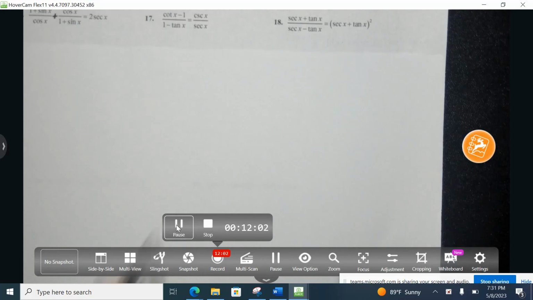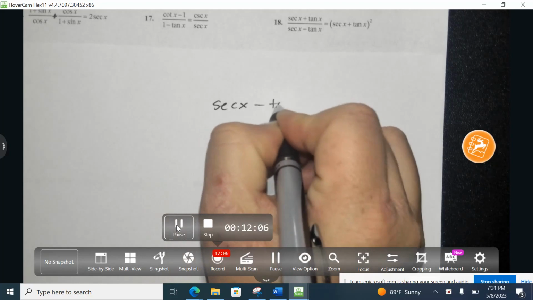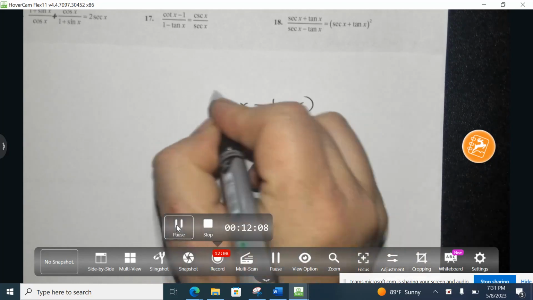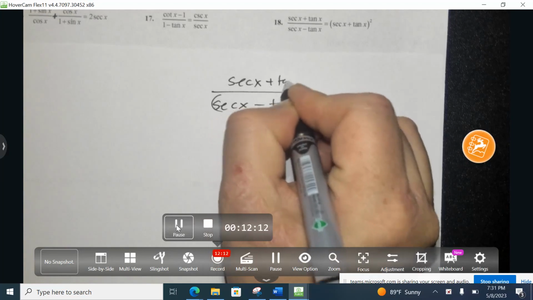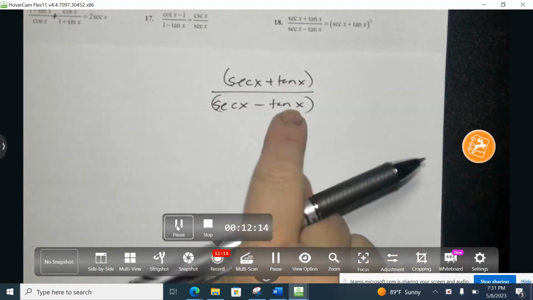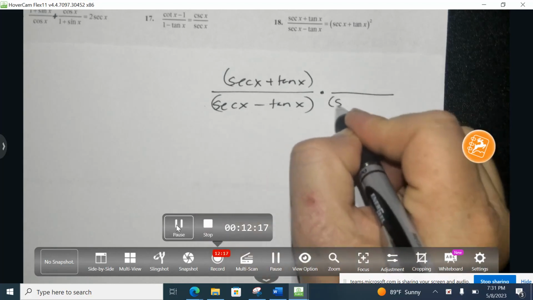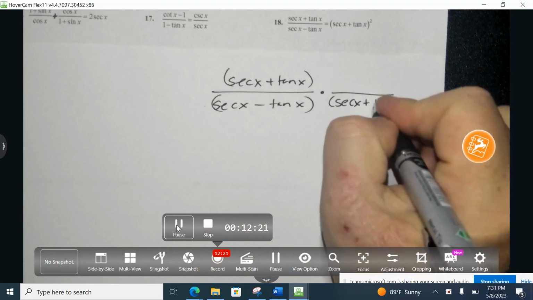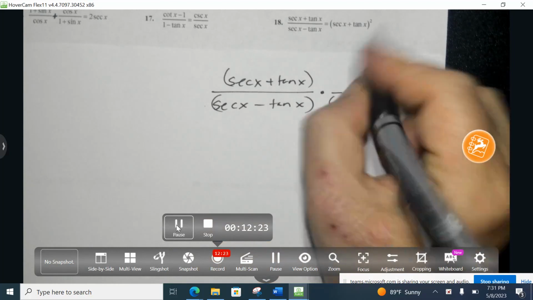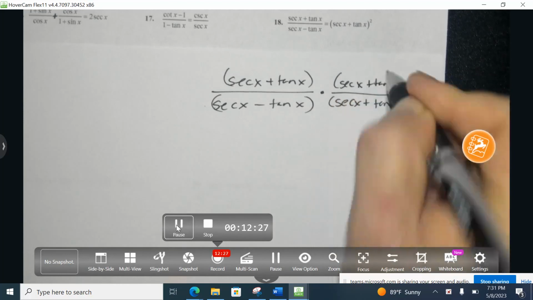Okay, so I'm going to look at the denominator, which is secant of x minus the tangent of x. And I'm going to take both the numerator and the denominator, and multiply by the conjugate of the denominator. Conjugate means that I write down exactly what is in the denominator, but instead of subtraction this time, I'm going to do addition. And whatever you multiply by the bottom, you must also multiply by the top, even the signs.